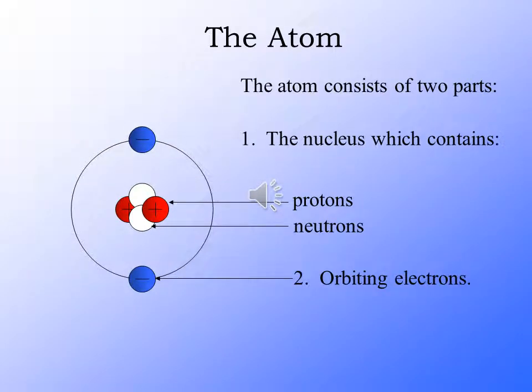We refer to our previous lesson on the structure of the atom. We said the atom consists of two parts: the nucleus, which contains protons and neutrons, and the second part, the electrons, which orbit around in circles we call energy levels.